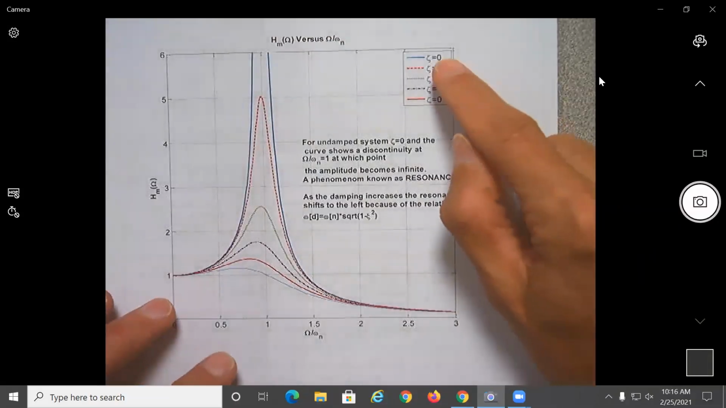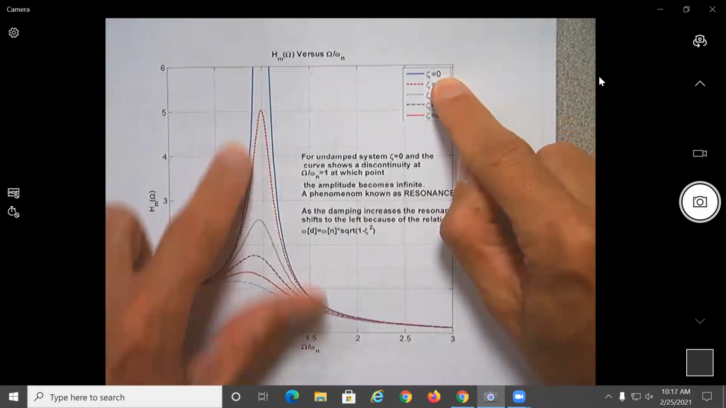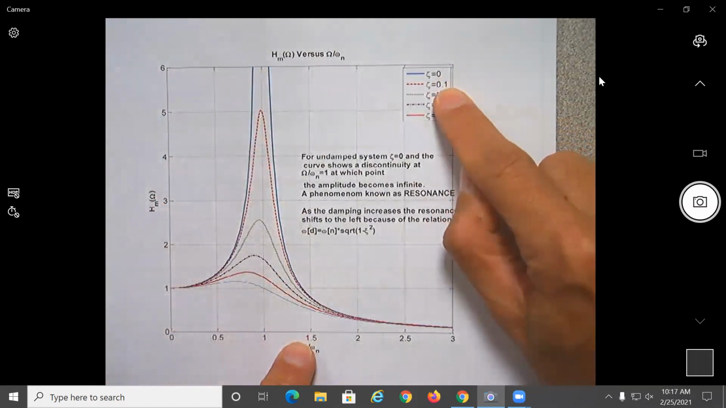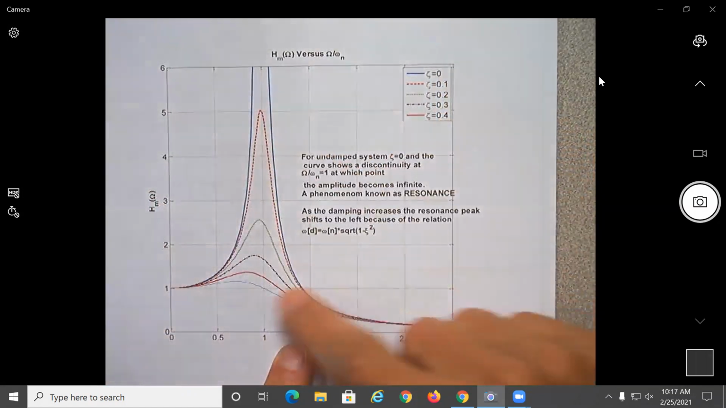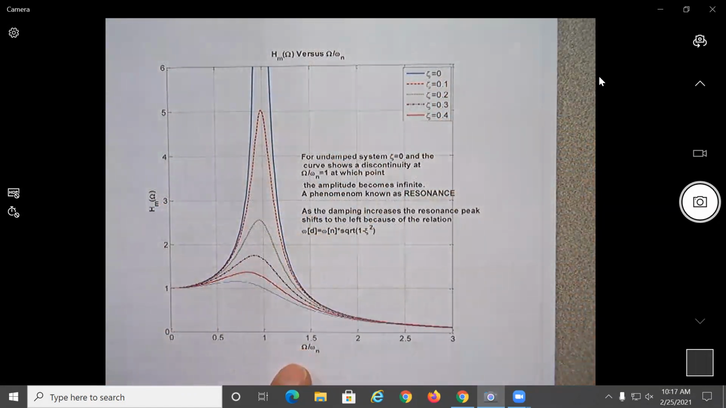Let's see what is the effect of the damping on all this. It makes sense: if the damping is 0, this should go to infinity. But what happens if you start increasing the damping? You see that the damping is going to decrease the amplitude.